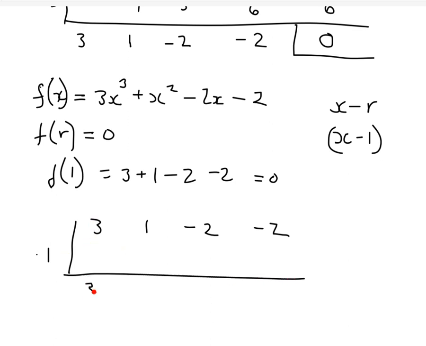So bring down the 3. 1 times 3 is 3. 1 plus 3 is 4. 1 times 4 is 4. Negative 2 add 4 is 2. 1 times 2 is 2. And here we are, a belts and braces check that x minus 1 is a factor. Negative 2 add 2 is 0. The remainder is 0. Therefore, x minus 1 is a factor.